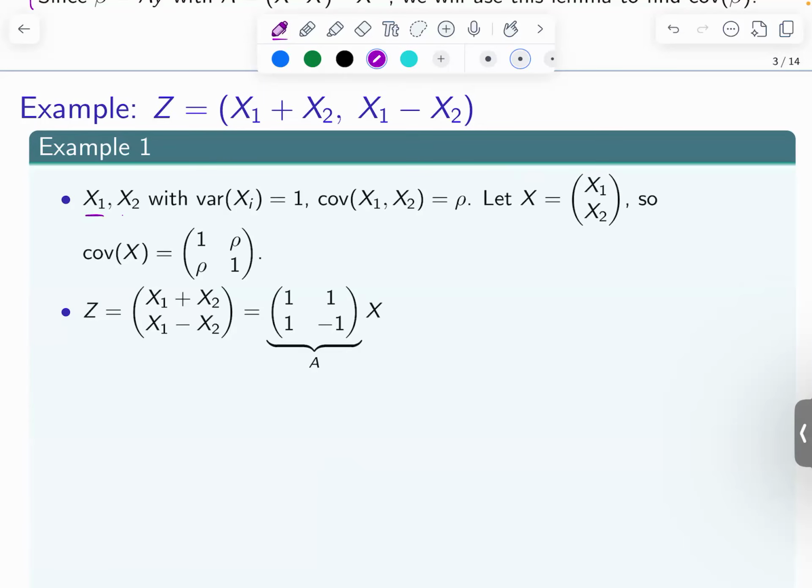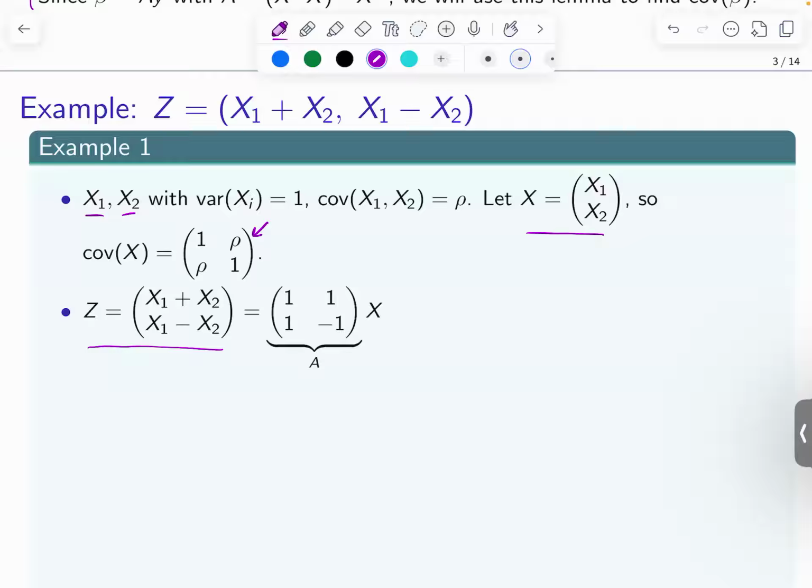So I have x1 and x2, both of variance 1, and the covariance between the coordinates is rho. I put them into a vector X, which is x1, x2. The covariance matrix would be 1 rho, rho 1 by definition. And then I look at this vector, mu vector z.